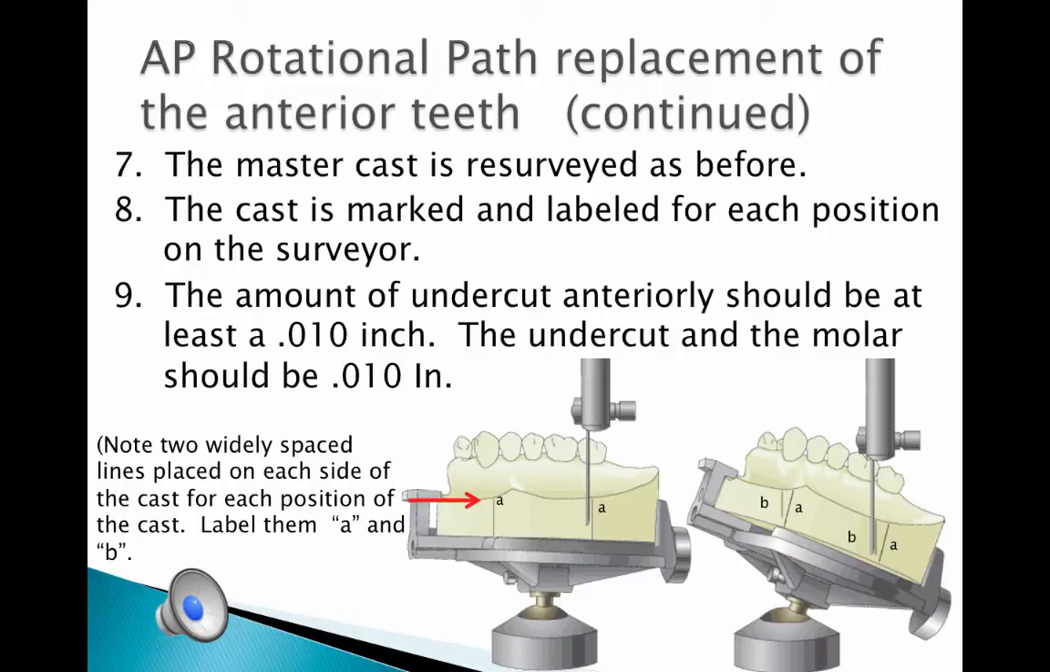The master cast is then tripoded and labeled in the position where the analyzing rod lies flush against the mesial surface of the canines with the table tilted upward in an anterior direction on the surveyor. These lines are labeled B on the sides of the cast as shown in the illustration. The amount of undercut anteriorly should be a minimum of 0.01 inch undercut.